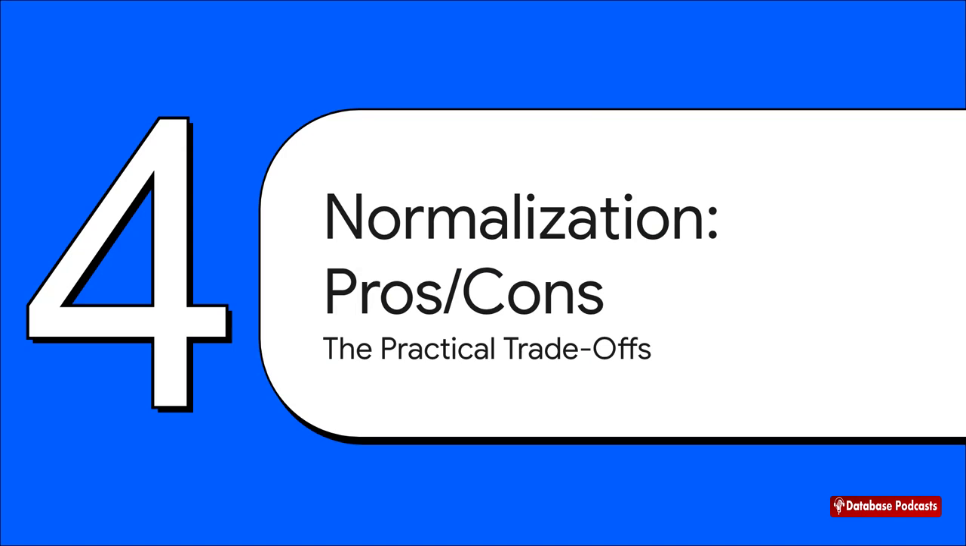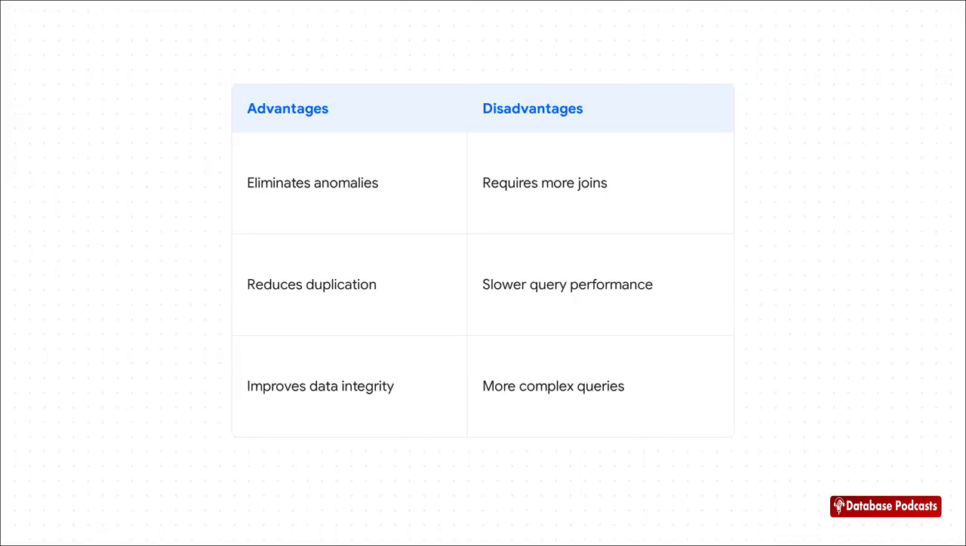Now, after all that, normalization sounds pretty perfect, right? But like any big engineering decision, it involves trade-offs. It is not always a magic bullet. So let's get real and look at the practical pros and cons. The trade-off is really fundamental. It's data purity versus performance. On one hand, yes, normalization gives you incredible data integrity. It wipes out those anomalies and cuts down on redundant data.